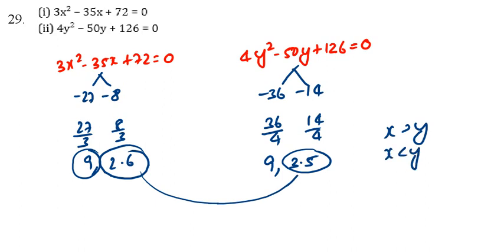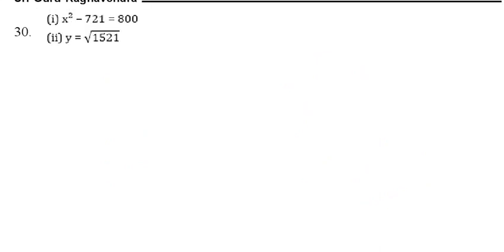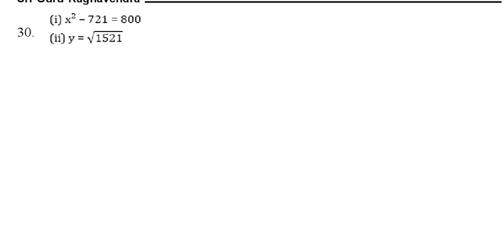0 0 cancel. 2 34s 68, 97. Then 2 17s, 2 5s. So 97 into 5, 485 by 17. Divide 485 by 17. 17 2s 34. Now 17 8s 136, 9. So 28 9 by 17. 28 9 by 17 is the final answer.